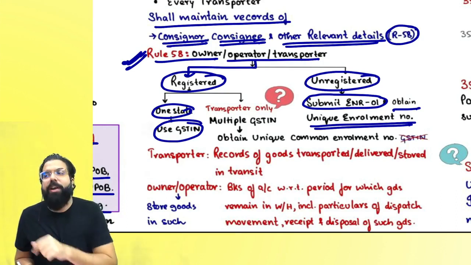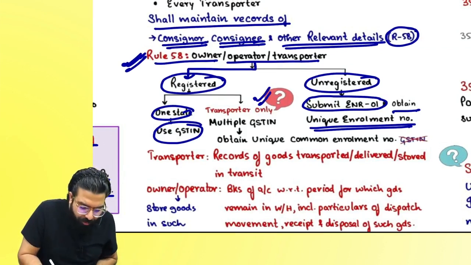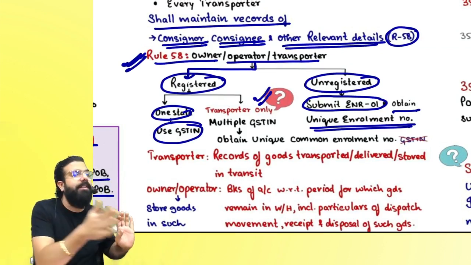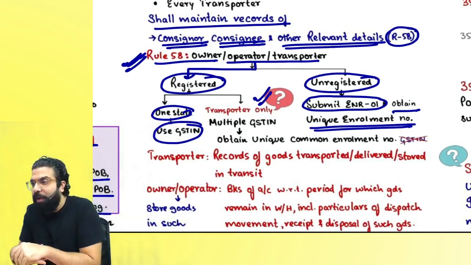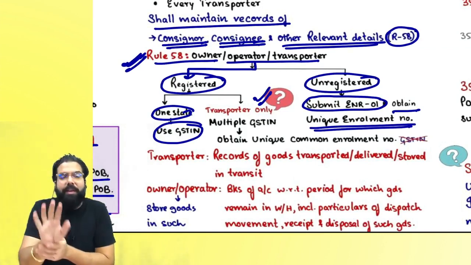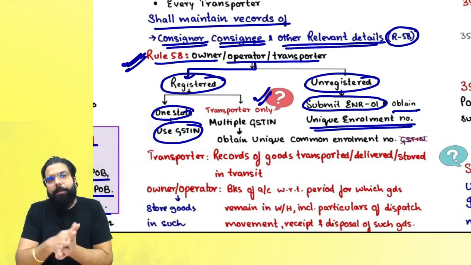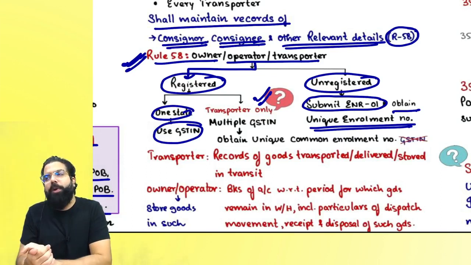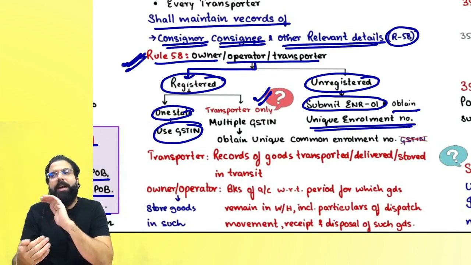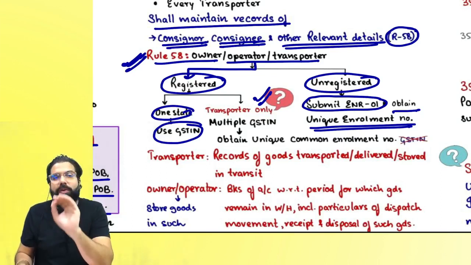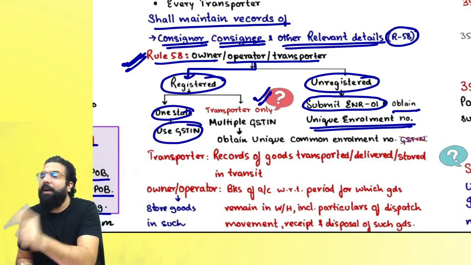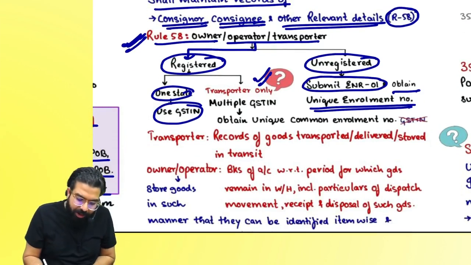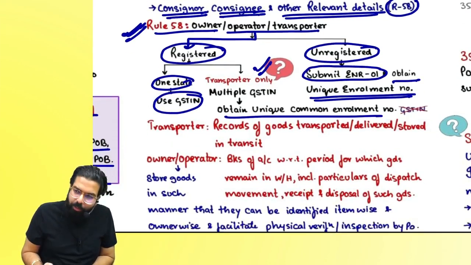Now, only for transporters, the government told that if you are a transporter and you have multiple GSTN numbers, then for your e-way bill generation or updation purpose, if they are registered in multiple states, they can take one unique common enrollment number, but that is only for the purpose of generation of e-way bill. Yes, everyone. Next.